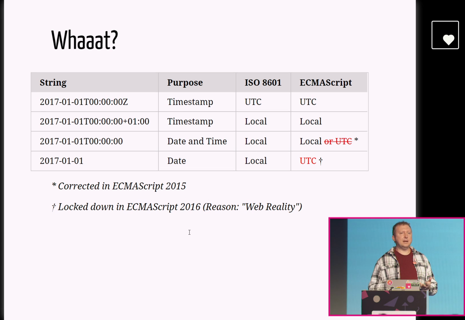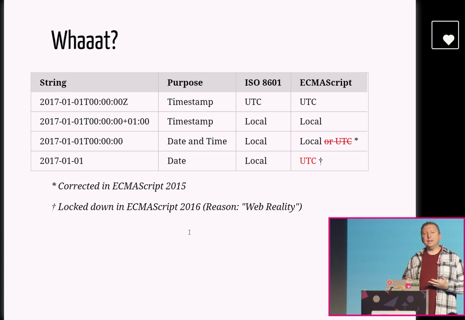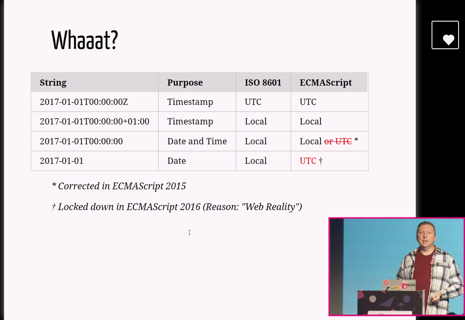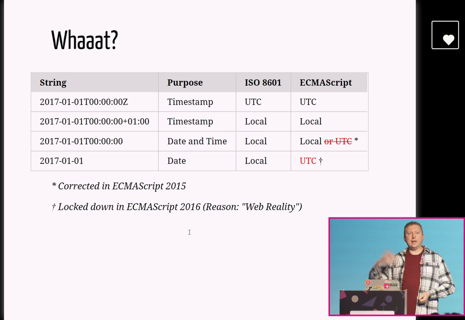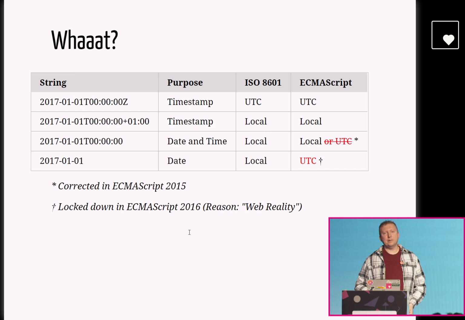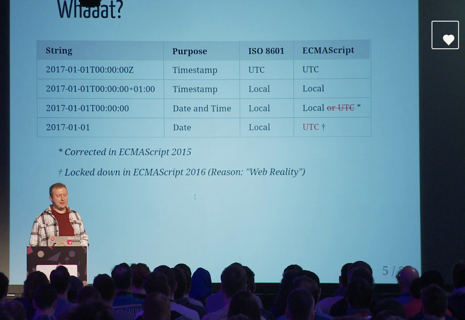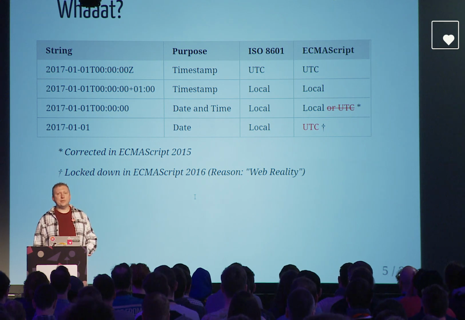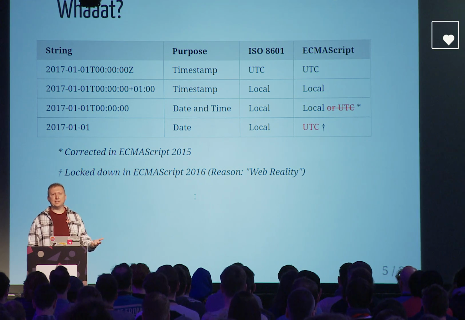And really this comes down to web reality. We wanted to change it, the implementers all wanted to change it, but when Chrome tried, there was so much backlash and so many bugs raised within a small 24-hour window that they just had to revert. And so the ECMAScript spec now says, for date-only forms, they're UTC, and that's just because that's the reality of the web that we've all had since the early days of the internet.